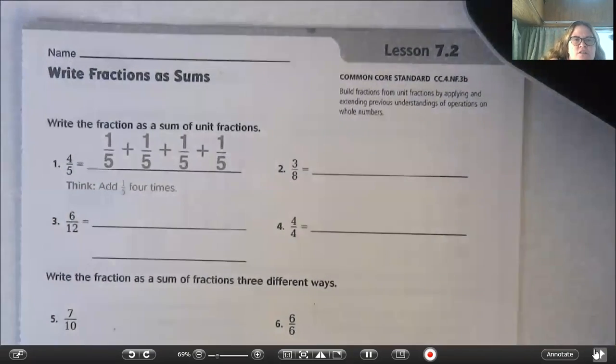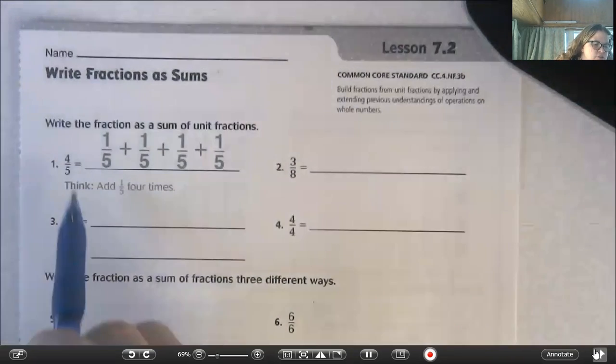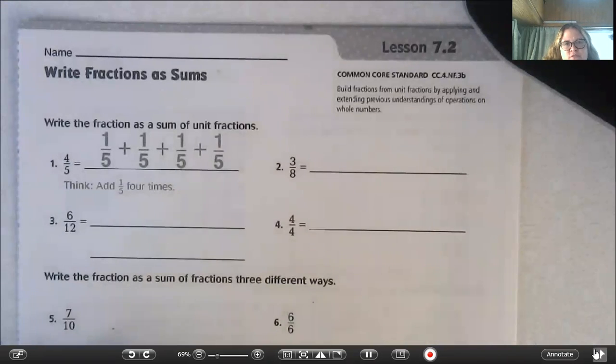I am going to talk about lesson 7.2 on page 135 in our practice book. This is a lesson where we are going to look at a fraction. For instance, we have 4/5 here, and we're going to break that fraction down into how many parts.